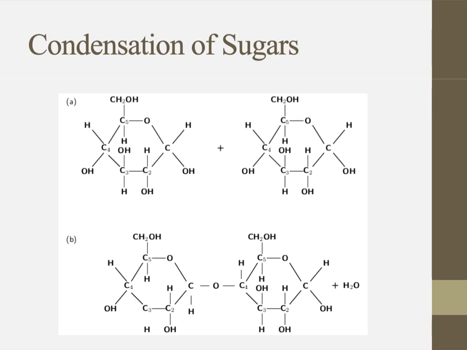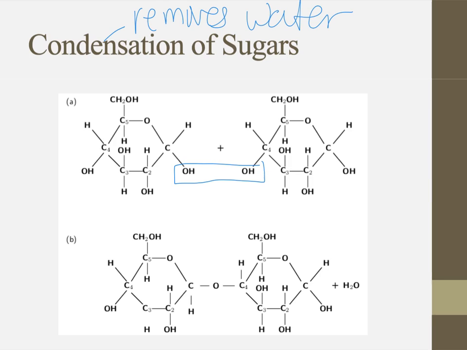Okay, so here's a look at the condensation reaction of 2 sugars. These are monosaccharides, 2 sugars. And I know that condensation removes water in order to form bonds. So where is that water going to come from? Well, it's going to come from these 2 OH groups.